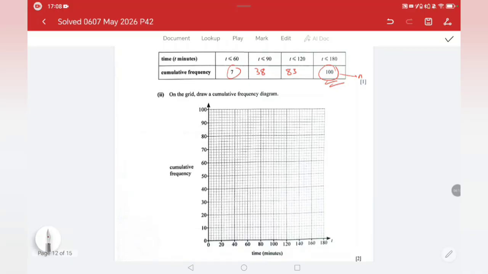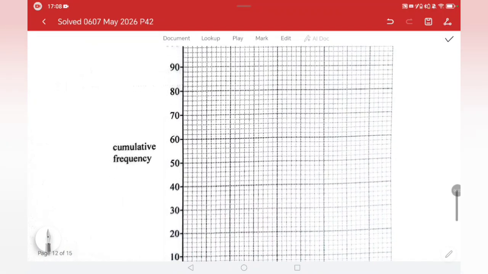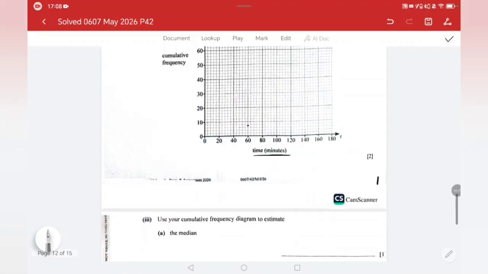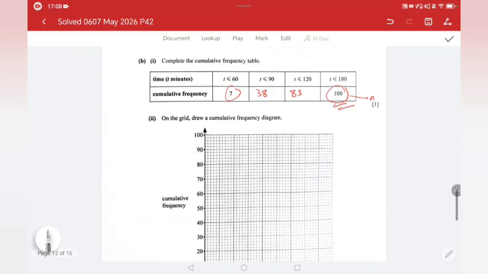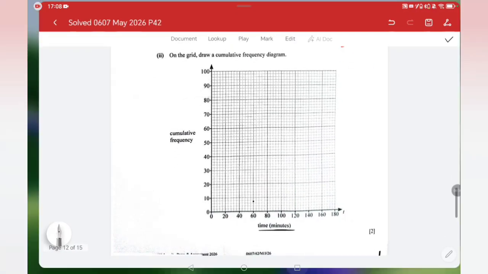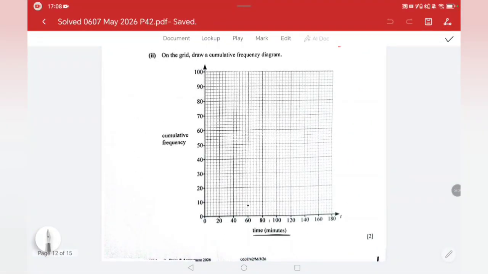So we have 60 and 60 here is minutes, so take care of the 60 here and then 7. So it's 2, 4, 6, 8. 7 should be here in the middle. And then what we have 90 and 38. 90 should be here, between, and 38. 38 should be before 40, it should be something like there.